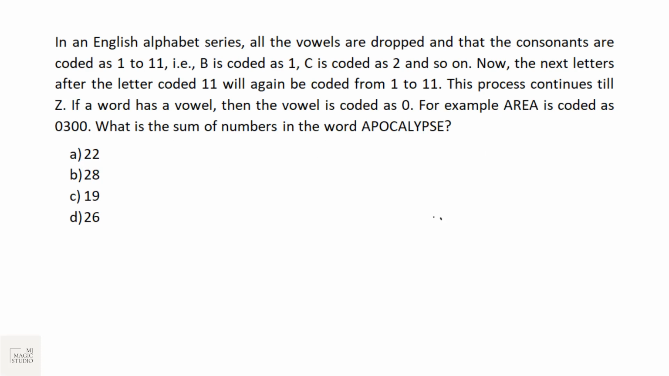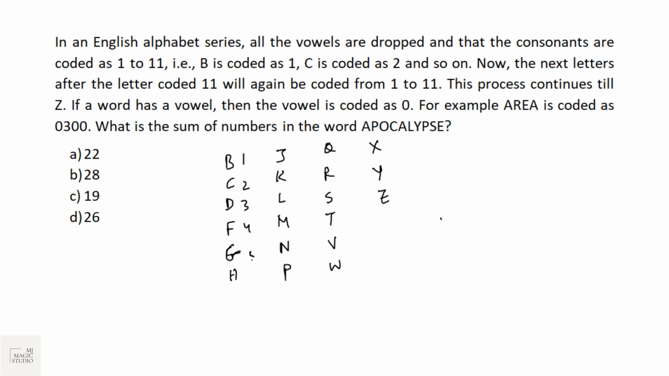Okay, this was a new type of question which I have seen, and I've seen this on each screen where different words they have asked, and we will practice one or two. In an English alphabet series, all the vowels are dropped, A, E, I, O, U, and the consonants are coded as 1 to 11, that is B, C, D, F, G, H, J, K, L, M, N, P, Q, R, S, T, V, W, X, Y, Z. 5 vowels gone. So now the code is 1, 2, 3, 4, 5, 6, 7, 8, 9, 10, 11.